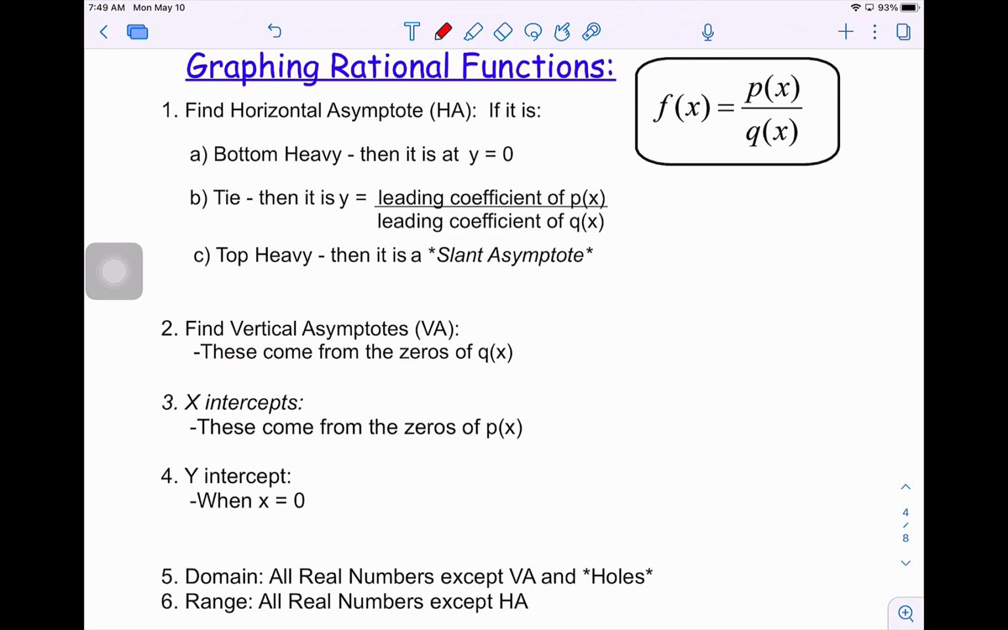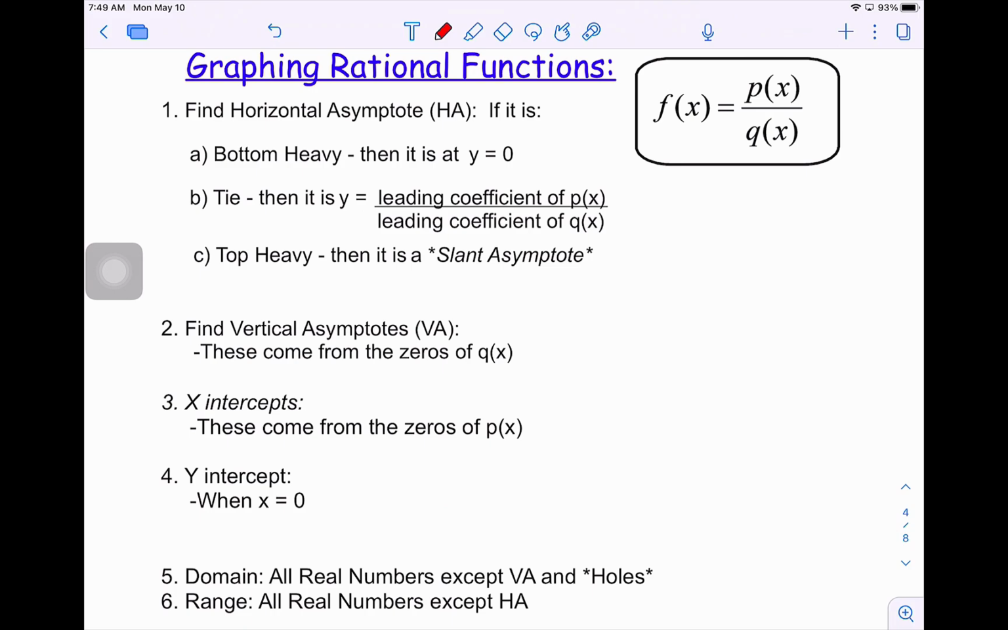The third option that we're not really going to worry about, I put it on there just to make you aware, is if the degree of the numerator is higher than the bottom, if it's top heavy, then there's what's called a slant asymptote. We're not going to get into that this year. I just want you to know that there is something called a slant asymptote. You'll get into that more in depth in pre-calculus or something in the future. Okay? So really, it's 2 options.